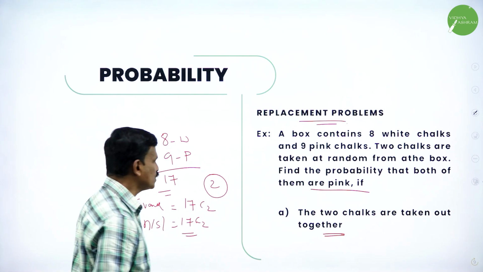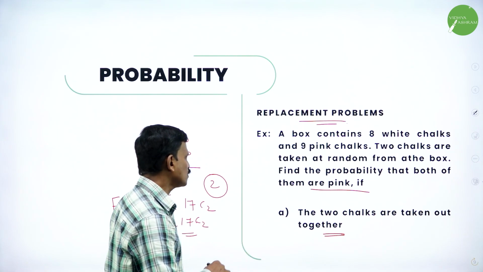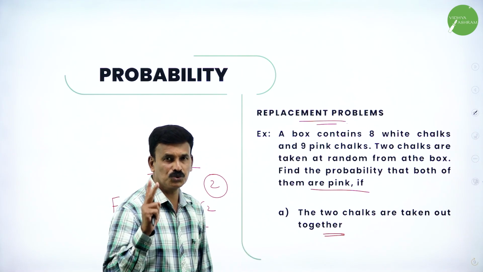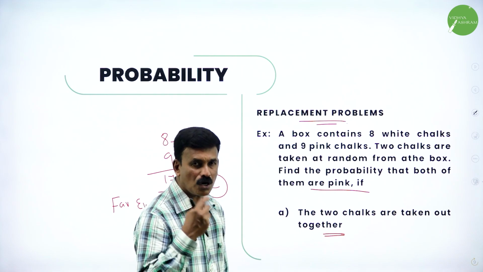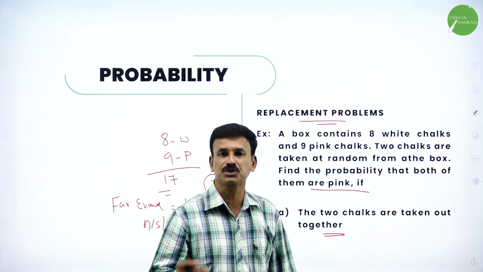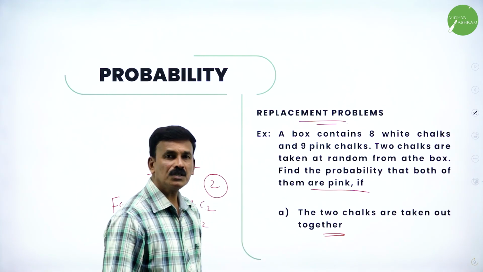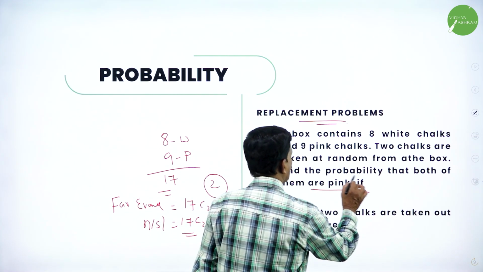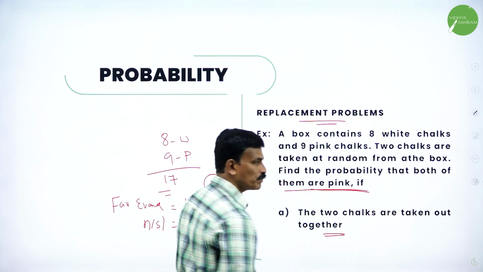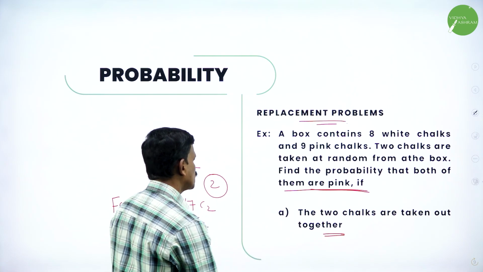Now move on to the first condition. 2 chalks are taken out together. We are going to take 2 chalks. Then what is the probability? Now here, what is the condition? Probability that both of them are pink if the 2 chalks are taken together.